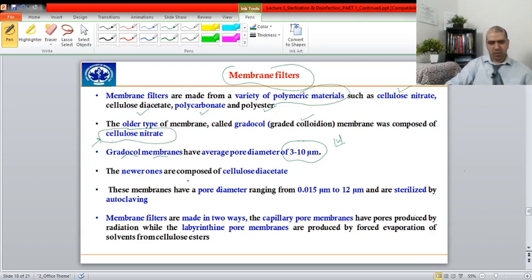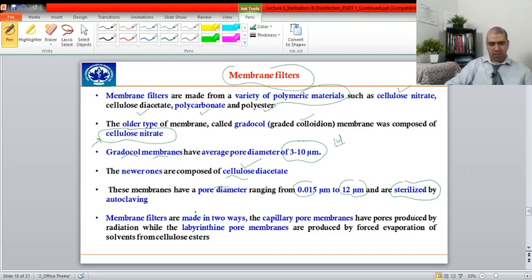The newer versions are composed of cellulose diacetate. Again, cellulose comes from the plants. It is like collagen in the animals, so it's a very strong thing. These membranes have a pore diameter ranging from 0.015 to 12 microns. So it means it can filter out any kind of bacteria. They are sterilized by autoclave, so again, before using them, you have to sterilize them by autoclave before you start filtration.